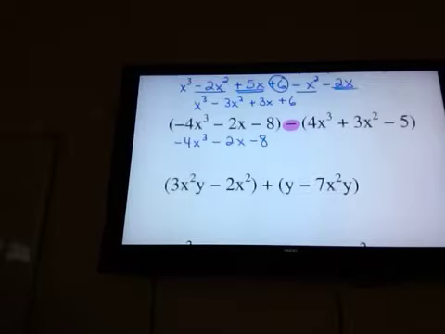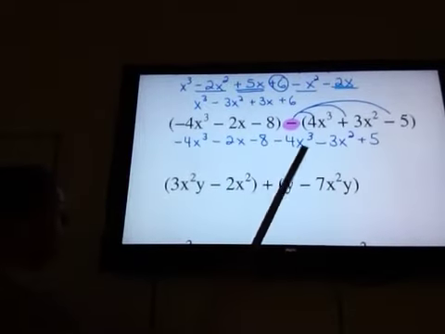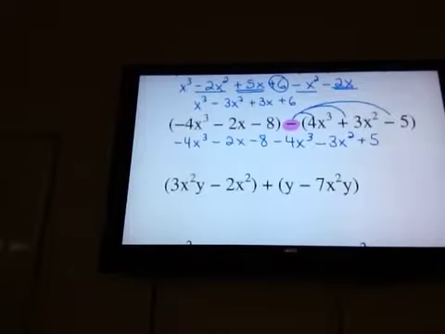And then this minus to the positive changes it to minus. Minus to a positive changes it to minus. Minus to minus changes it to positive. So you'll note the signs of all three of these things change to the opposite, and the parentheses drop. And then we'll look for like terms.